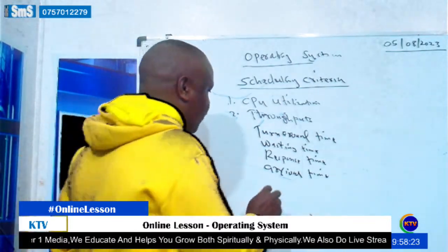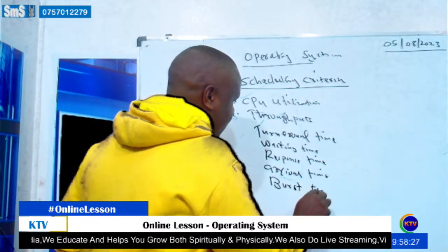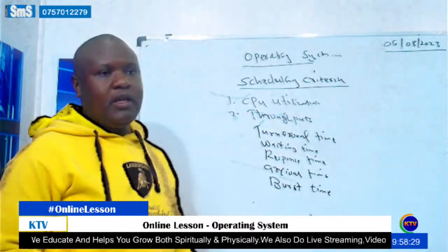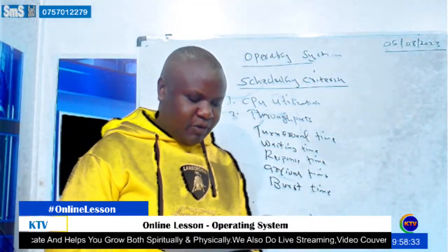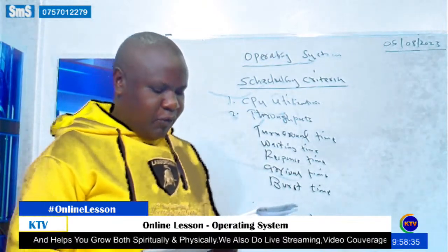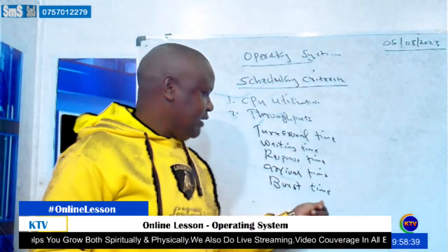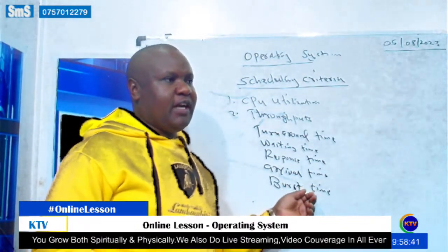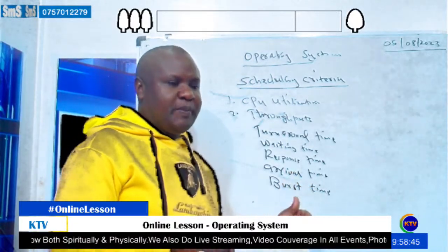Then we also have what we call burst time. Burst time is the time required for a process for the CPU execution. So when we talk of burst time, this is the amount of time that is expected for a program or a process to spend in the CPU.